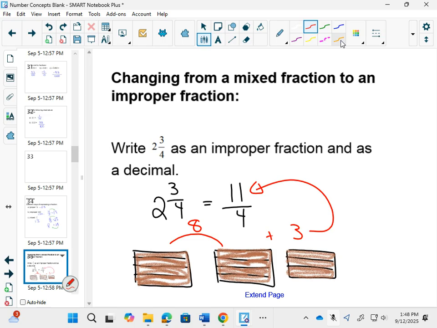I love that this shows why. It's not just doing it, right? Because sometimes you're taught, oh, I have to do 4 times 2 and add 3. And I'm trying to remember it.